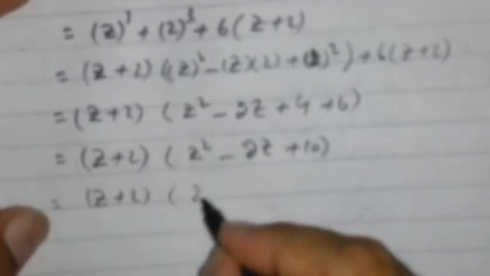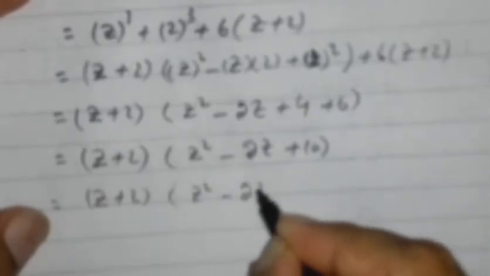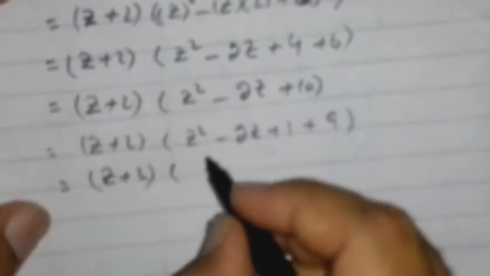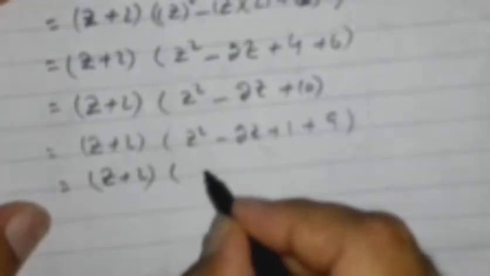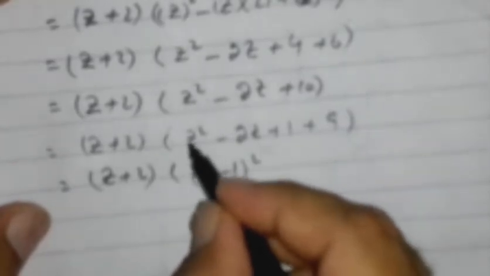Z plus 2, here z square minus 2z plus 1 plus 9. 10 can be written as 1 plus 9. Z plus 2. This is a perfect square. Z minus 1 whole square. Expand z minus 1 whole square, you will get this, and plus 9.